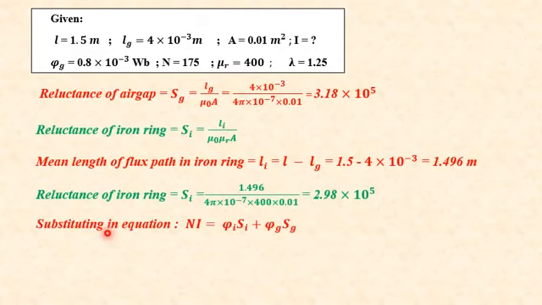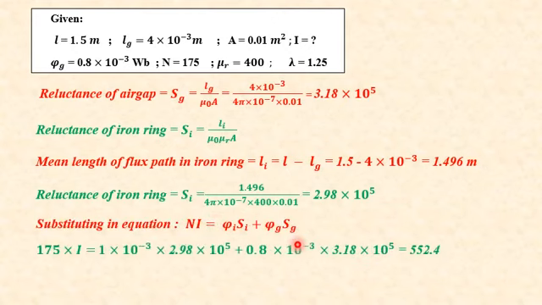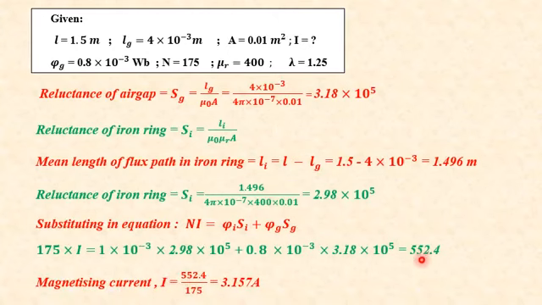Now substituting in the equation Ni equal to phi i Si plus phi g Sg, we will get the magnetizing current I as 552.4 divided by 175. That's equal to 3.157 ampere. So this is the magnetizing current that is required to produce a flux of 0.8 milliweber in the air gap.